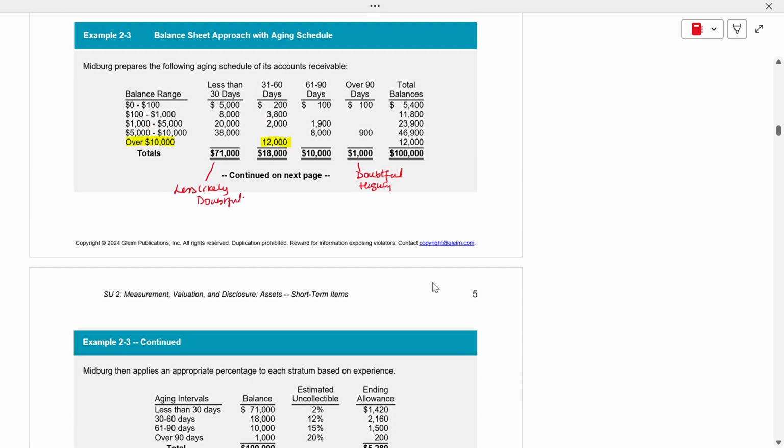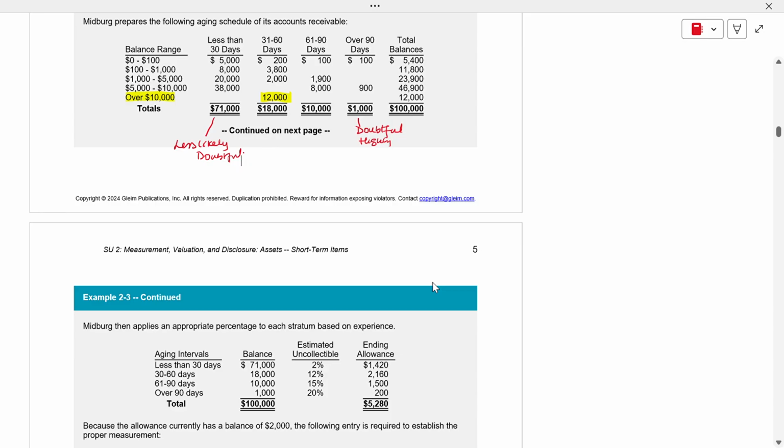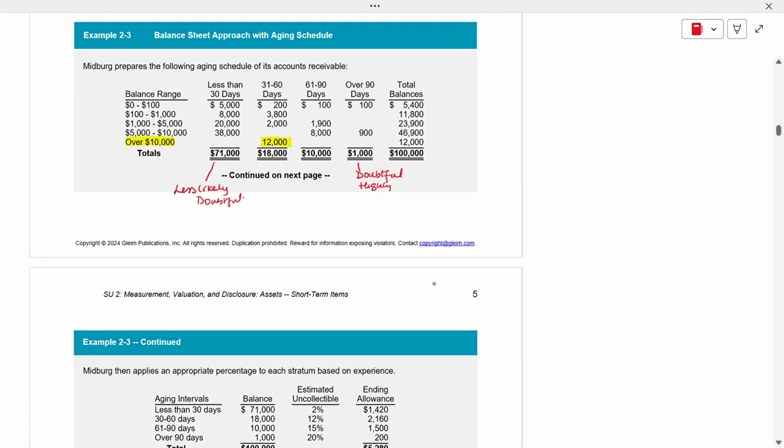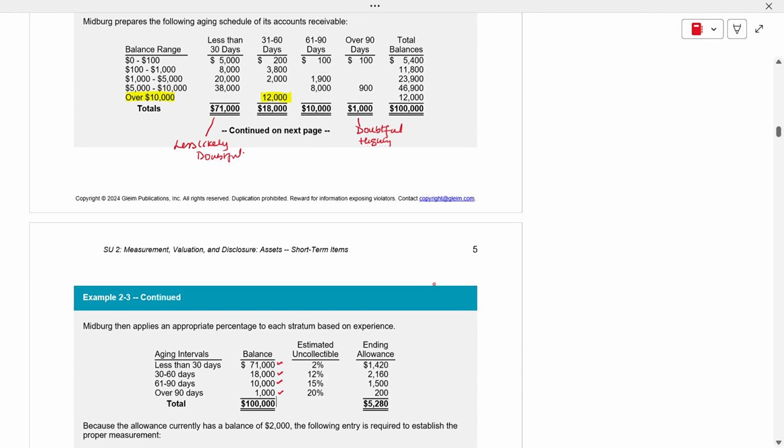Now, when you do the things, they have taken the amounts with respect to the estimated uncollectible. See how much is there less than 30 days: 71, 18, 10 and 1. Now, what have they calculated?